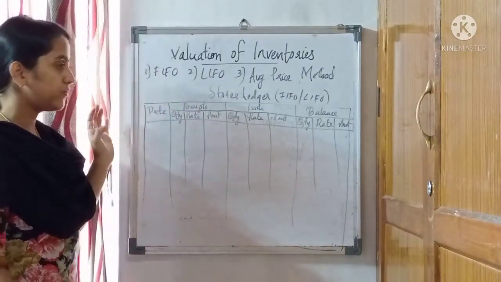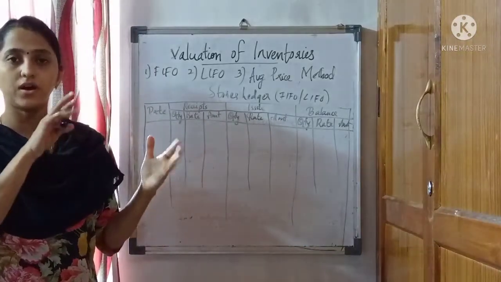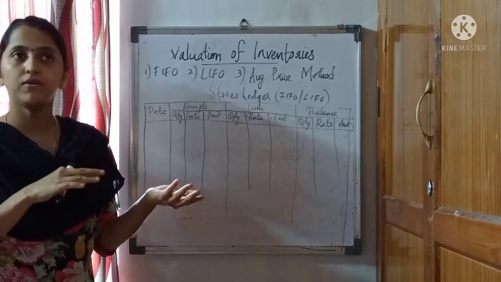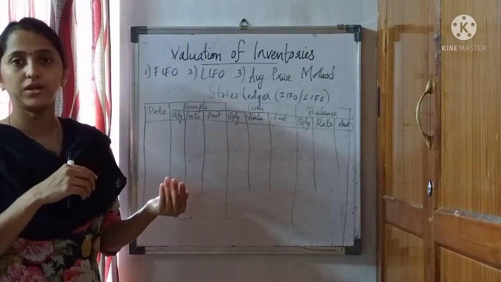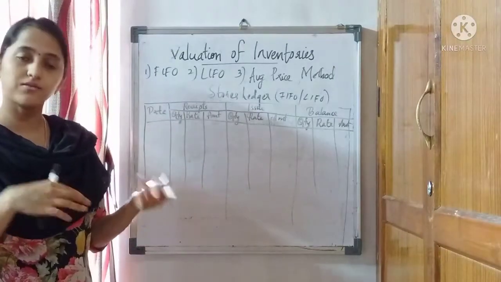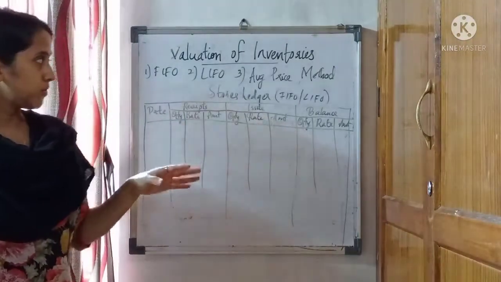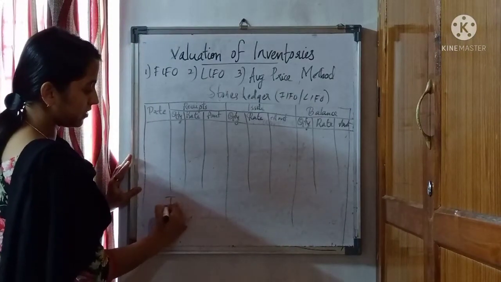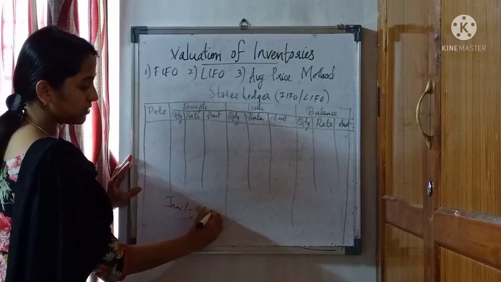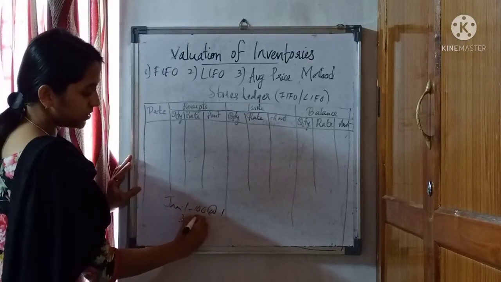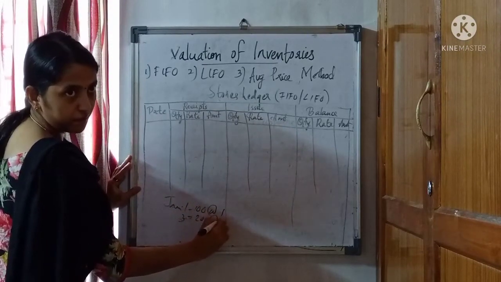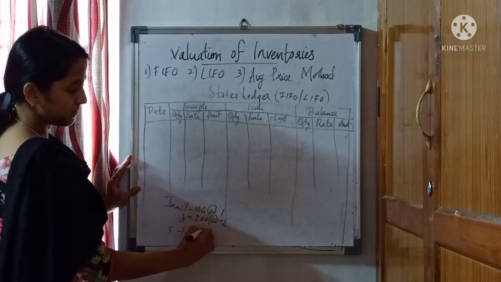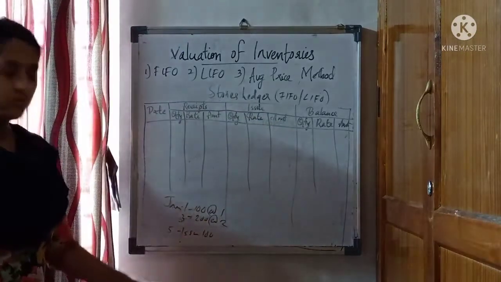And what we have to do, in the question, sometimes we'll be given opening stock. Then we'll be given receipts and issues of materials according to different dates. So in our example, as we have already told, we purchased on January 1, 100 units at the rate of 1. Then on January 3, 200 units at the rate of 2. Then on January 5, we have issued 100 units. Like that the question will continue.